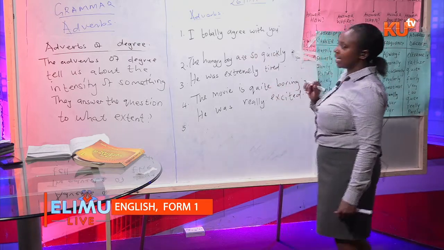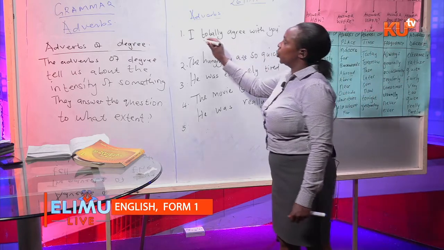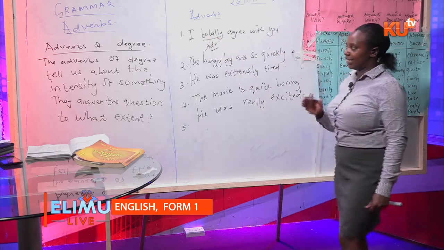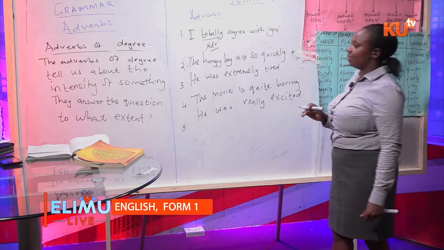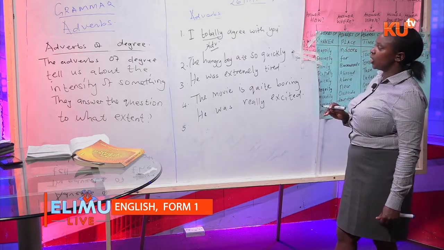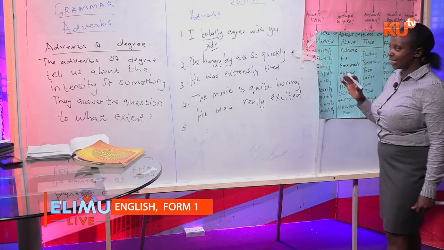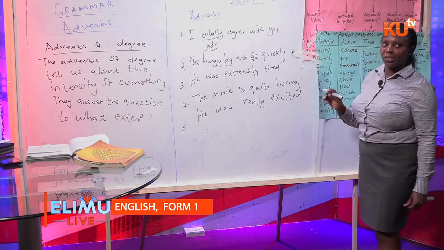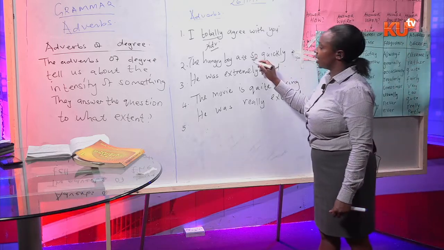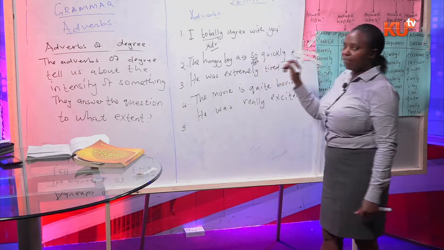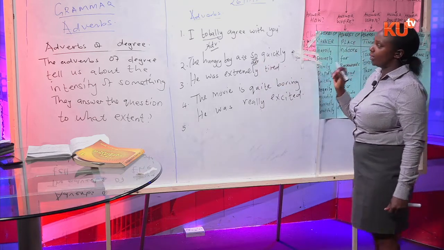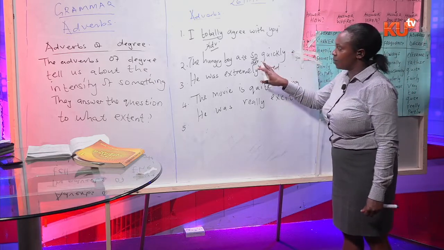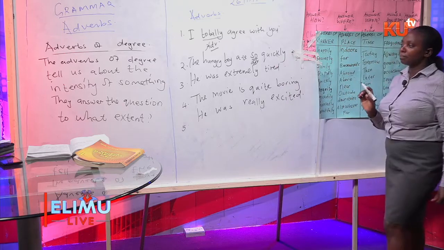I totally agree with you. Totally is our adverb of degree. The hungry boy ate so quickly. To what extent? So quickly. And I hope you have noted that so is an adverb of degree. Quickly is also another adverb. Therefore, it's an adverb modifying another adverb.